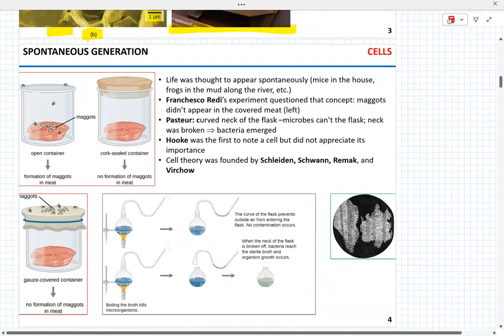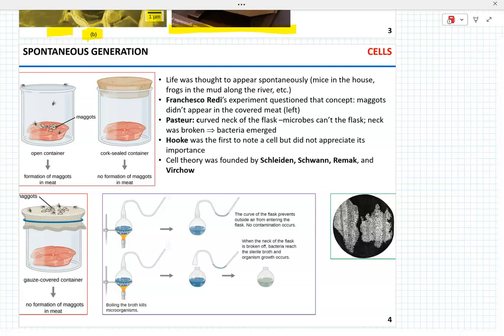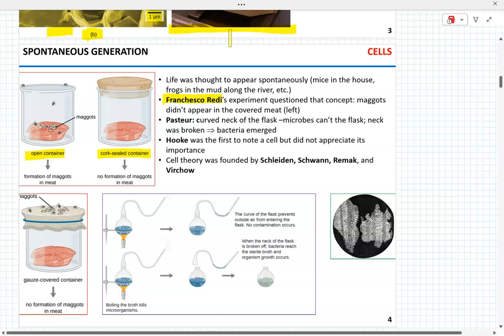So how do the cells appear? The original idea was that life is generated spontaneously. However, Italian scientist Francesco Redi delivered the first blow to this viewpoint. He placed pieces of meat in the open container, in a container that was sealed with a cork, and a container that was sealed with a gauze. Not surprisingly, flies landed on the meat in the open container, and eventually maggots appeared on the meat.